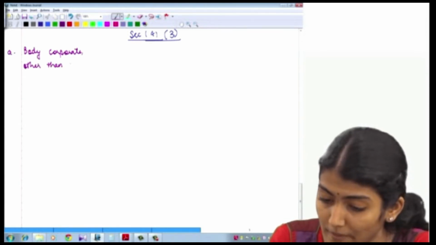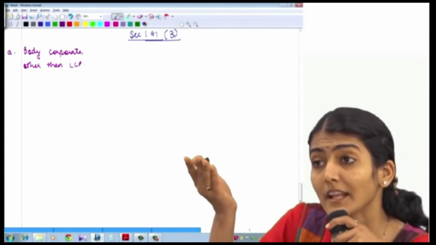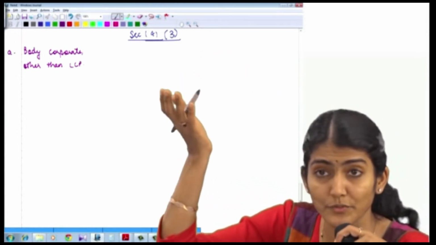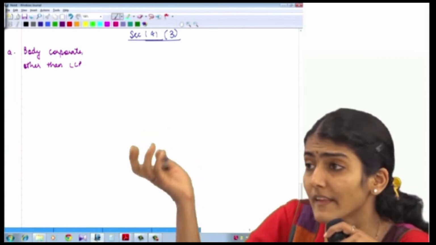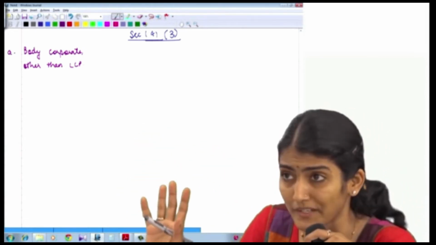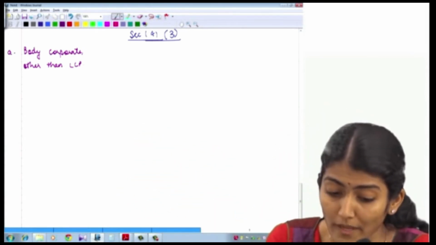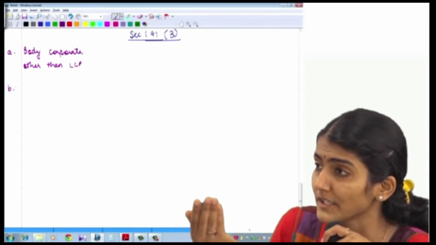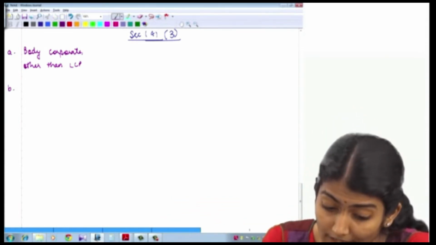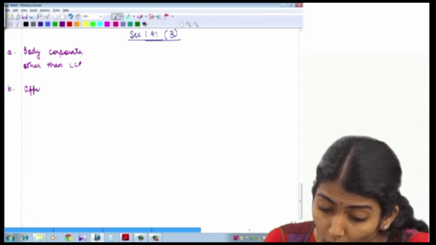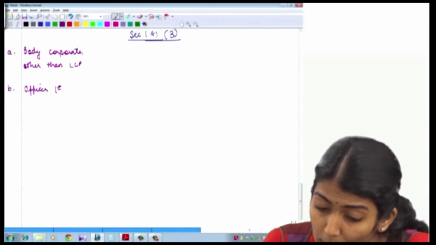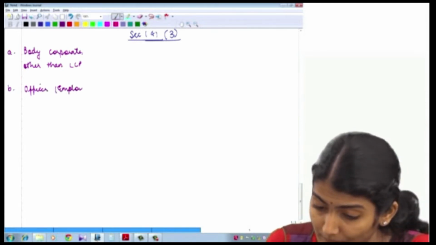other than LLP. Why other than LLP? Because LLP has been shifted into the qualifications, right? So they say limited liability we don't want for the auditor. So that is why a company form of organization cannot do the audit. Second one, it says an officer or employee of the company.